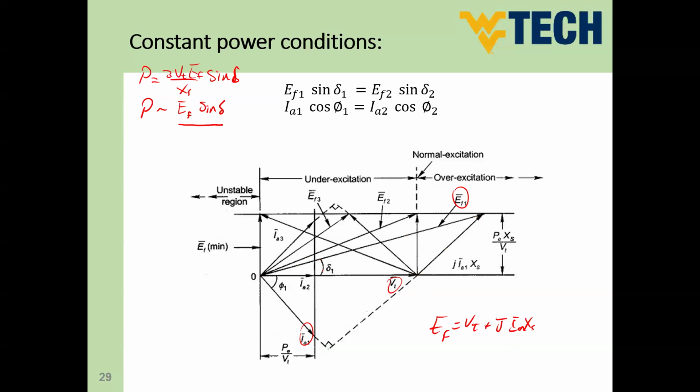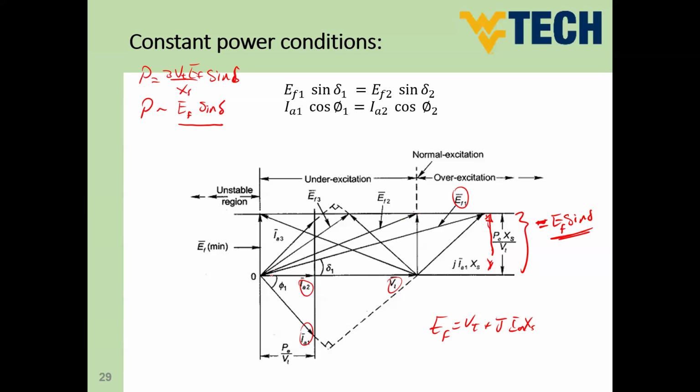So where is EF sine delta? EF sine delta would be this value here, correct? So this term here represents EF sine delta. So this is proportional to, or let's say equal to, EF sine delta. For the second case, which is unity power factor, this is IA2. So this is jIA2 and this is EF2. Where is EF sine delta? Still the same. So this is EF sine delta.